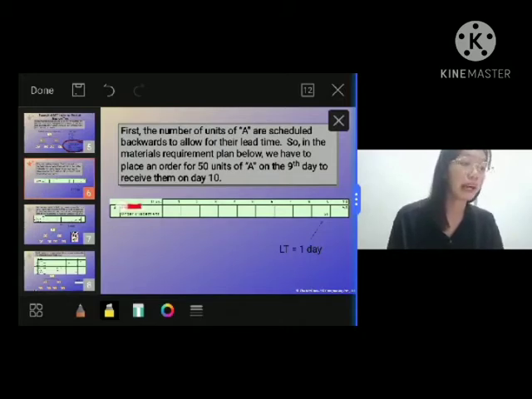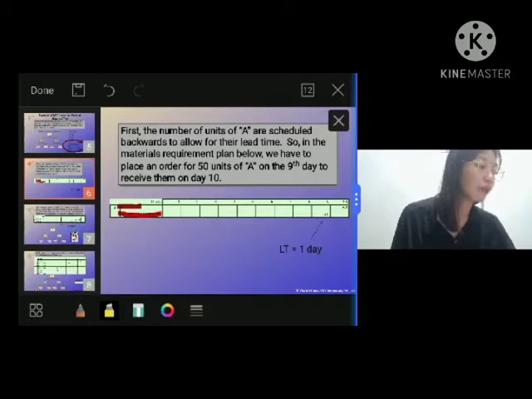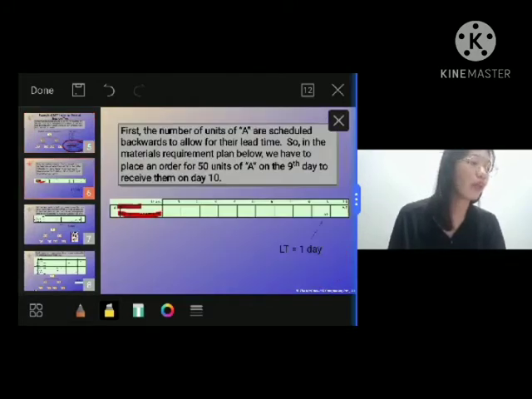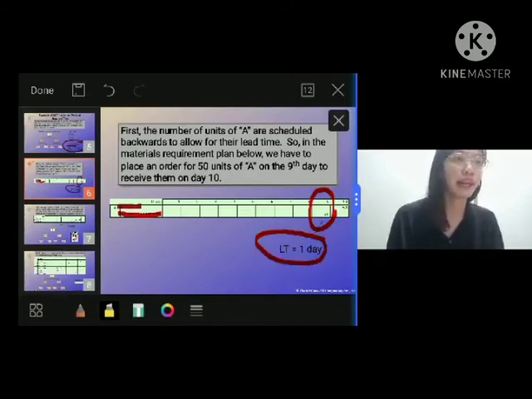In the next slides, we can see another table for assembly A. There's a required cell and an order placement cell. Because we have a total demand of 50 units in assembly A in day 10, we put it in the required row. So we put the 50 units in day 10. And why is the order placement in day 9? Because we have a lead time of 1 day. If we subtract 1 day of lead time from day 10, it results in 9. So we put it in day 9, as well as in assembly B to F.